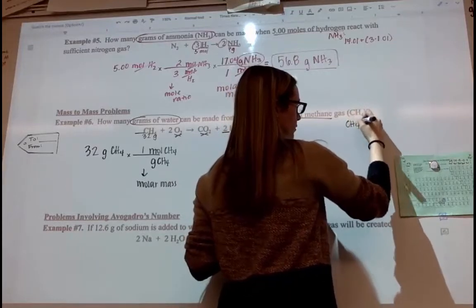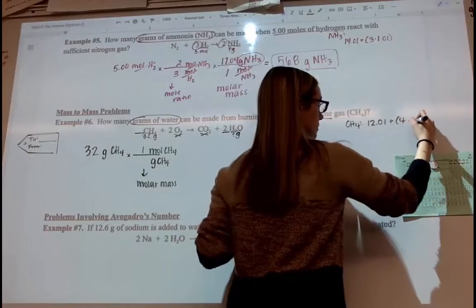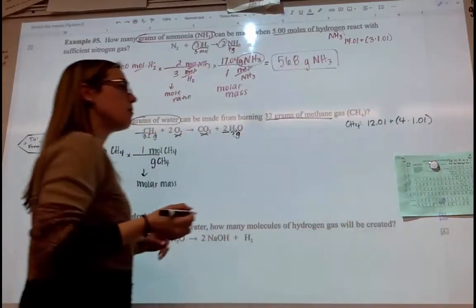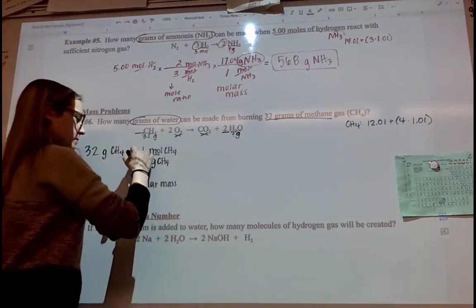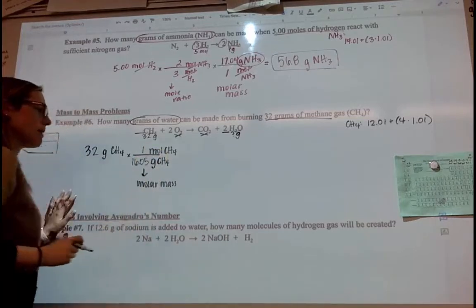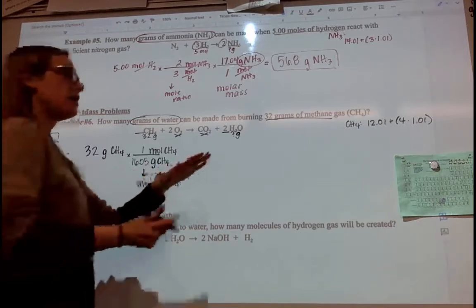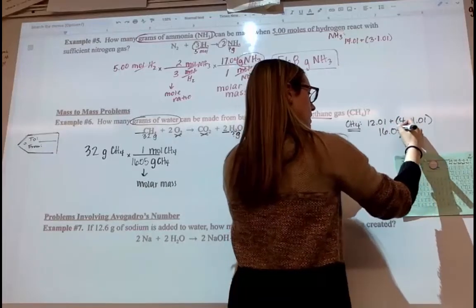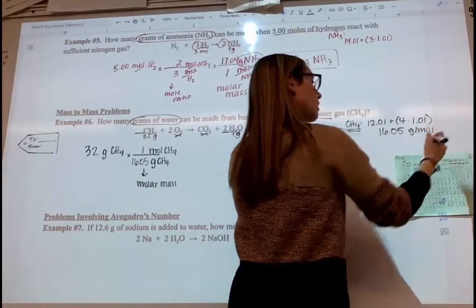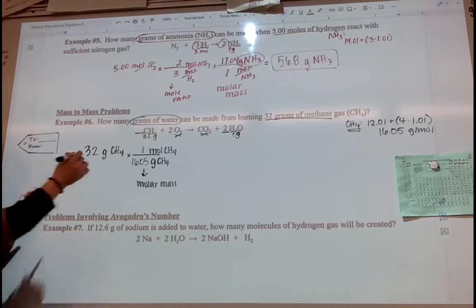So if I look at CH4 from the periodic table, carbon is 12.01 plus 4 times 1.01. Is that 4.04, 16.05? Molar mass of methane is 16.05 grams. Again, if you said, how did you do that? I looked it up on the periodic table over here. Right here's the molar mass. And if you remember the units, it's grams per mole, which means it's 16.05 grams for every 1 mole. That's why we can use that as a conversion factor.